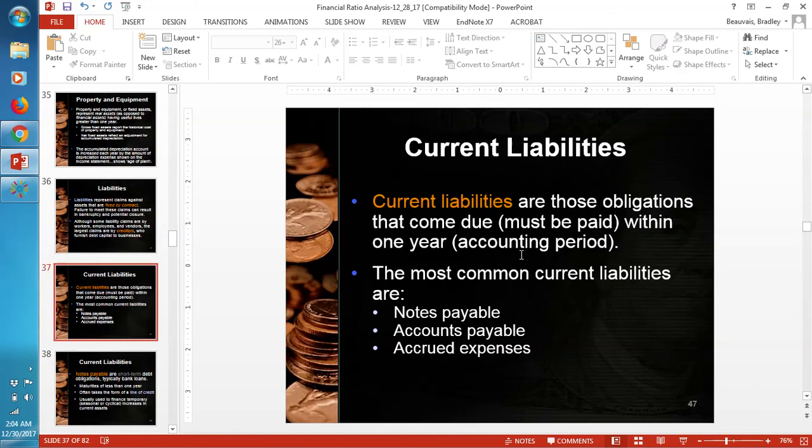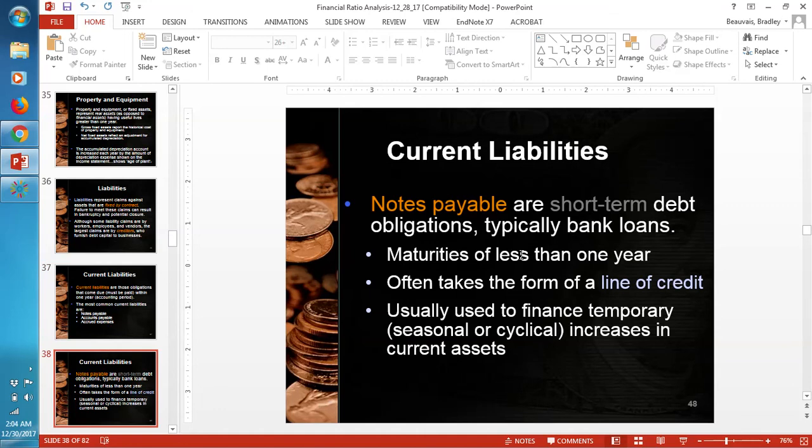So like we've talked about on the asset side, current liabilities are those obligations that are coming due within the year or must be paid within a year. Most common ones that we're going to see are notes payable, accounts payable, accrued expenses. We'll talk about each one of those here in just a second. Starting with notes payable, short-term debt obligations, typically a bank note or a bank loan. Maturity of less than a year, and what we'll typically see is a line of credit.